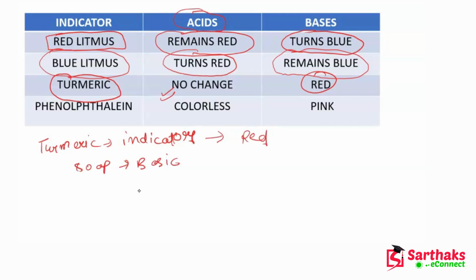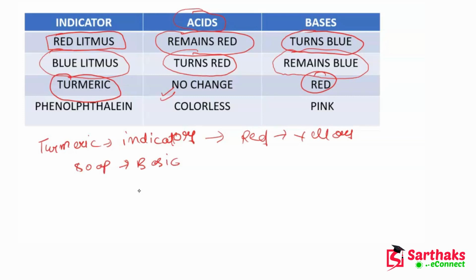Okay, but guys, if you wash it again with water, then the basic medium disappears, and the indicator, the turmeric, gets its color back and will again turn yellow, because the soap is removed and the medium is no longer basic. So that's why the red will again turn into yellow. That is the reason for the color change of the yellow spot to red.